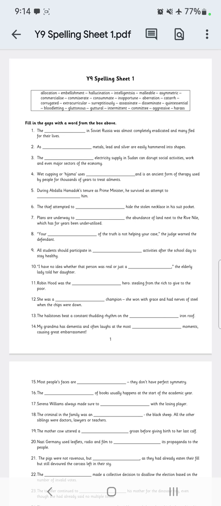Okay, then we have catarrh. Catarrh is a condition in which a lot of mucus is produced in the nose, so it's rather medical. A condition in which a lot of mucus is produced in the nose and throat, especially when someone has an infection.